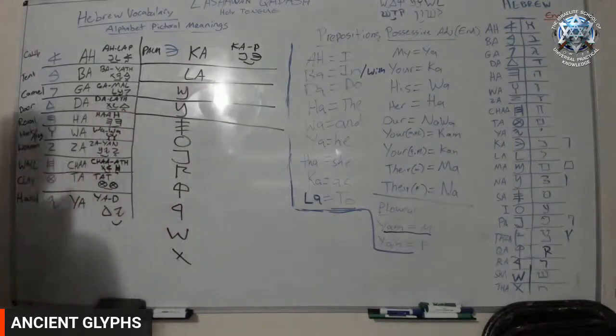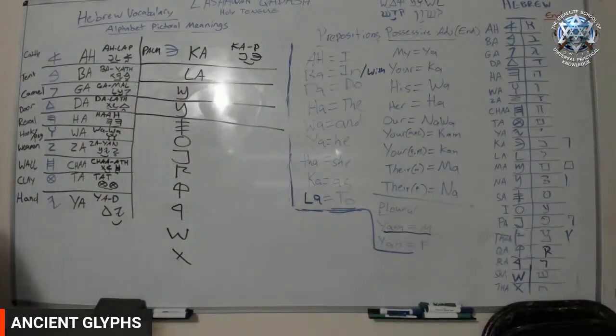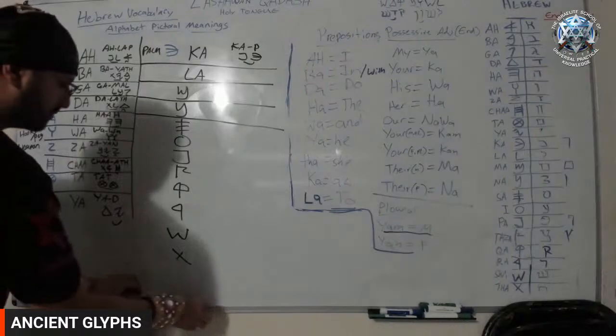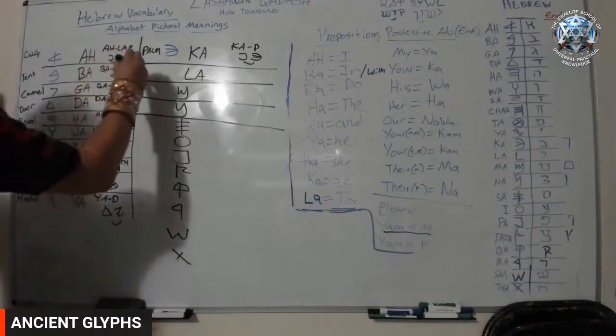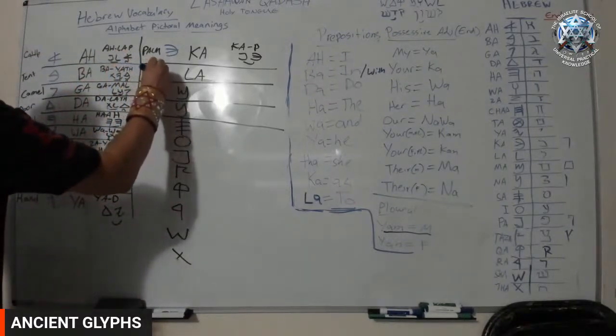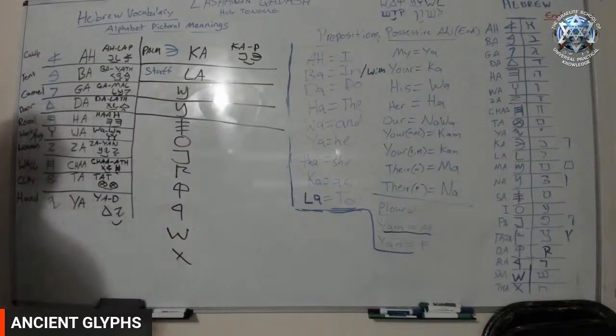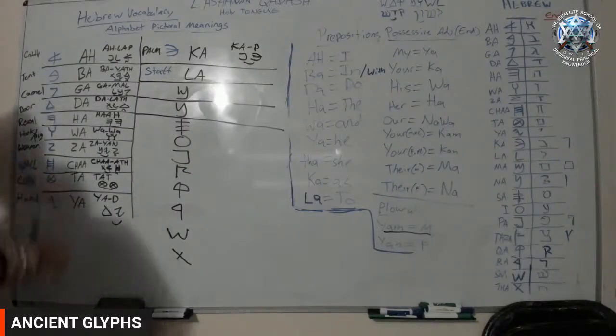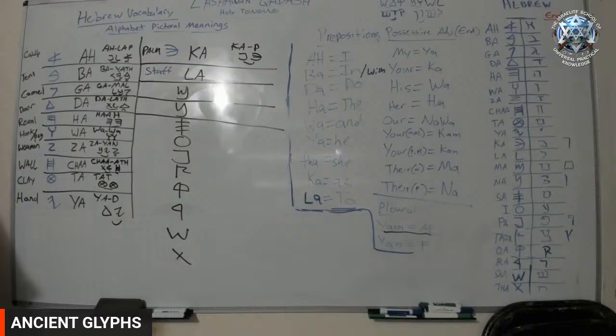Let's get through these. So la is the next one. La means staff, like a stick. Yeah, like stick. Right. And the pronunciation of the word in Hebrew is lamad.